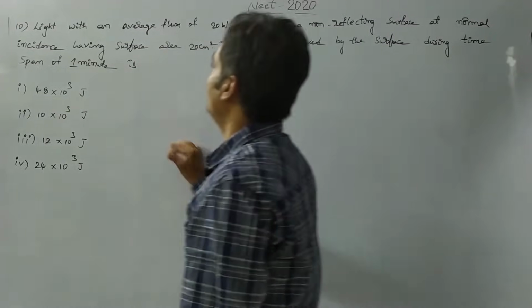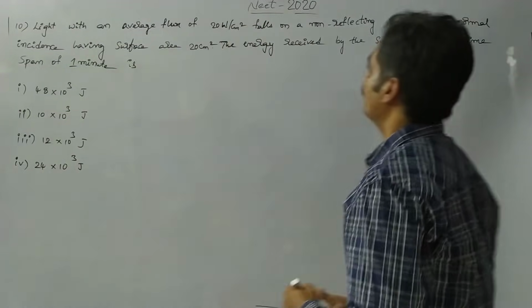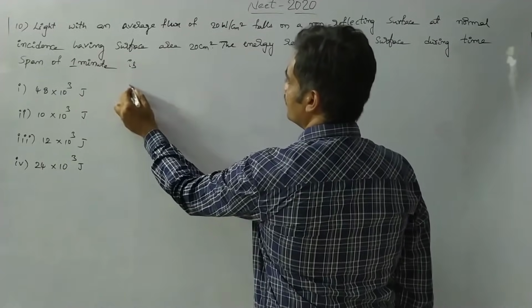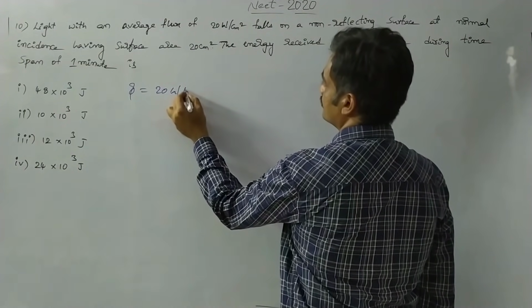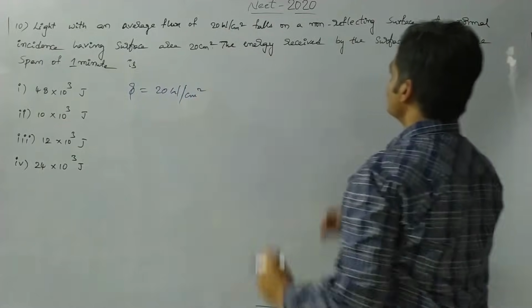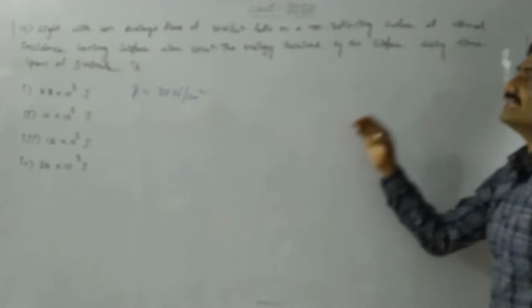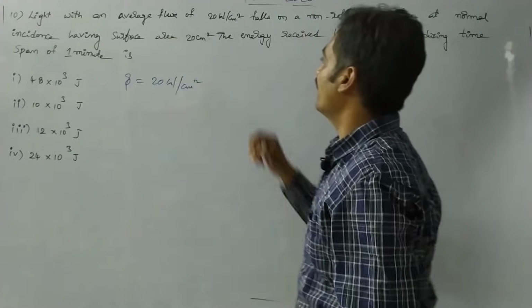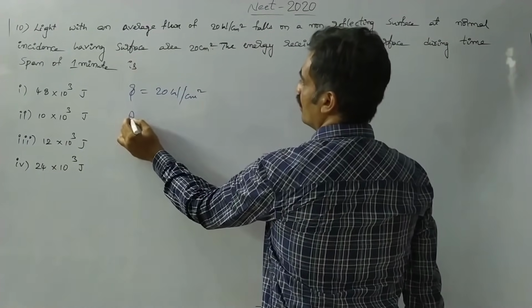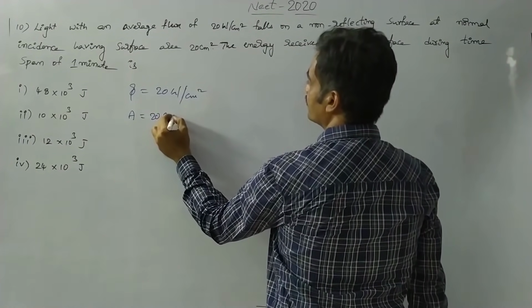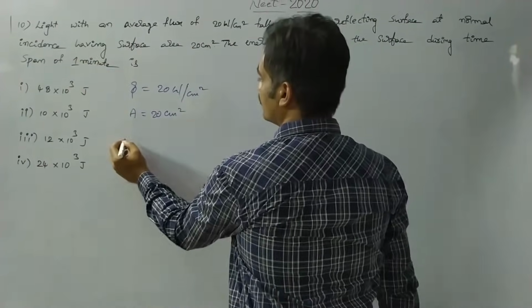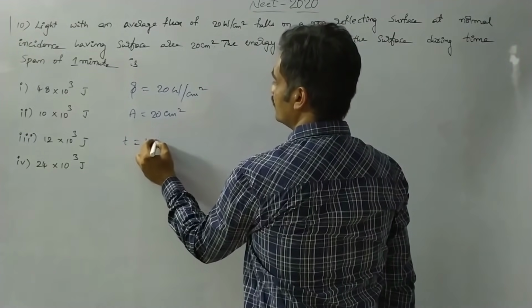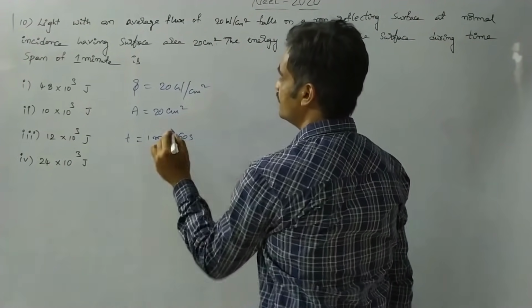The next question is, light with an average flux of 20 watt per centimeter square falls on a non-reflecting surface at a normal incidence having a surface area of 20 centimeters square. The energy received by the surface during a time span of 1 minute is, here the time is 1 minute, so in terms of seconds we can write it as 60 seconds.